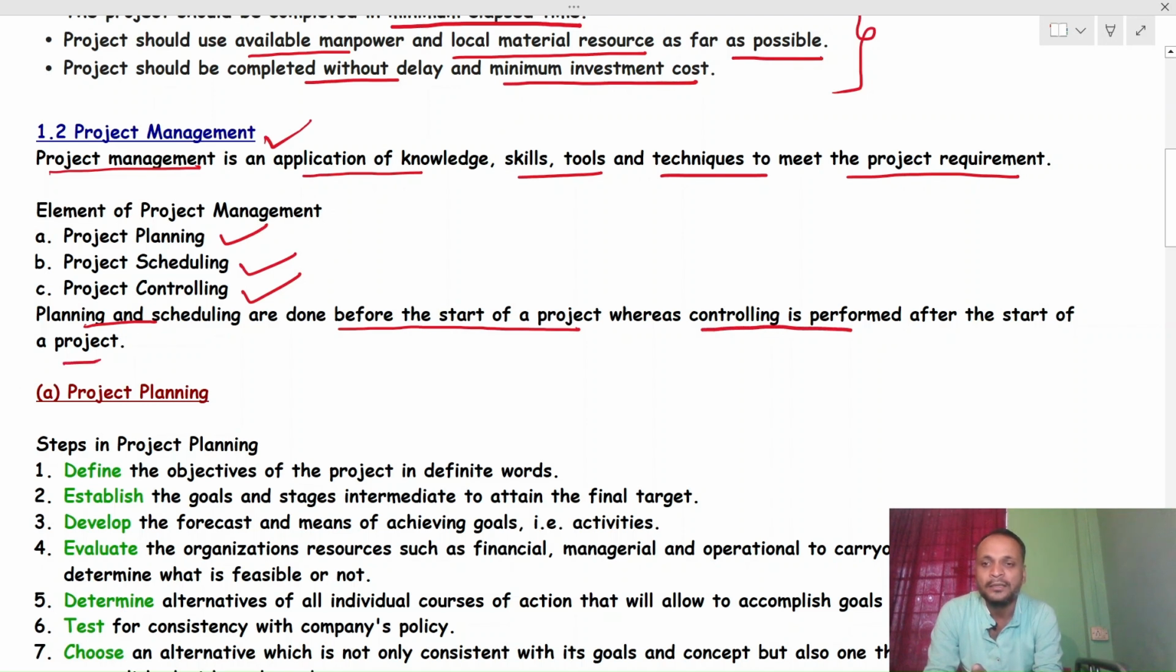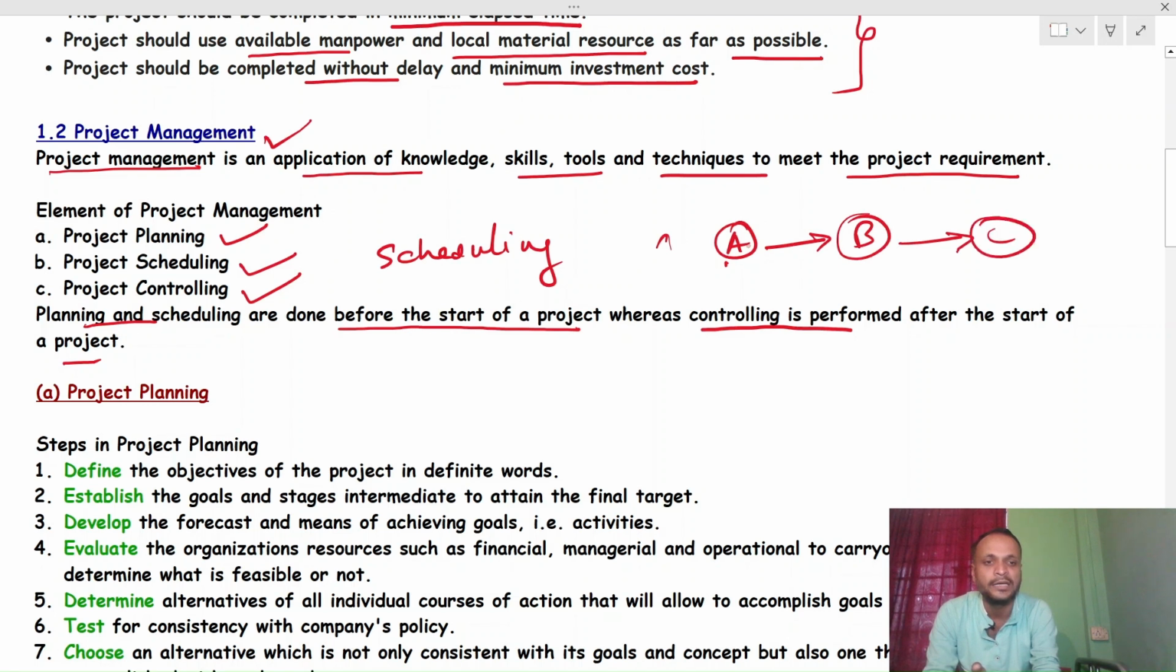Controlling means the scheduling you did, like let us consider first you did activity A, then you arranged activity B, then you did activity C, right? When your project is going on, you have to keep your eye on whether your activities are going on smoothly as per the plan that you made in the scheduling and as per the time you have assigned. That is called project controlling, and it is done after the start of the project.